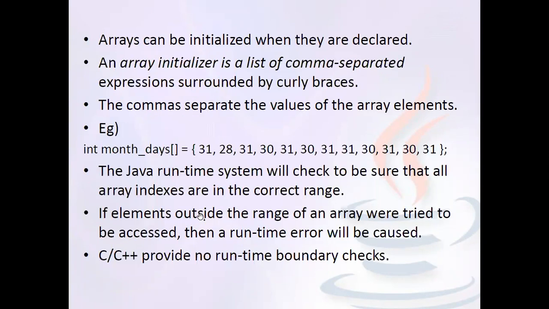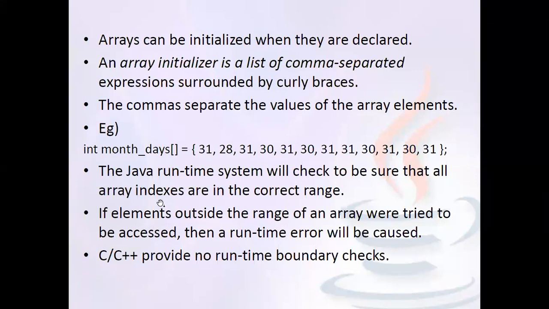Arrays can be initialized when they are declared. An array initializer is a list of comma separated expressions surrounded by curly braces. For example, we can write int month_days = {31, 28, 31, ...}. January is 31 days, February is 28 days in a non-leap year, 31 days for March. Like that, you can go on writing. If you go on writing, it will automatically consider that month_days has 12 elements.